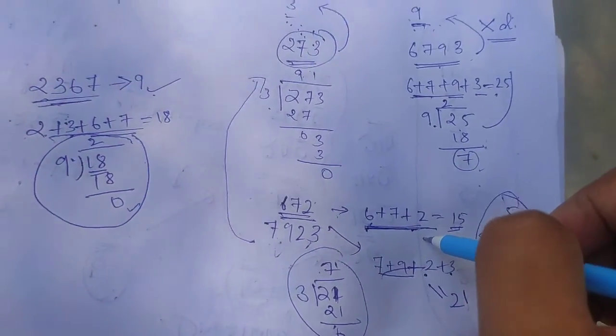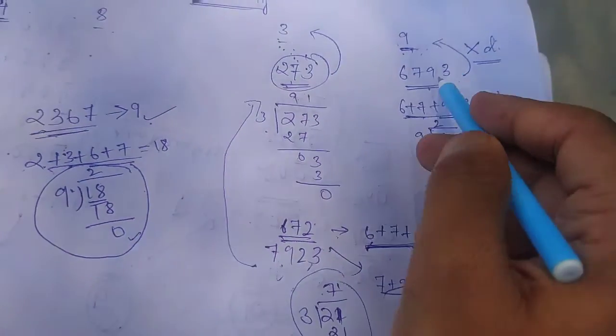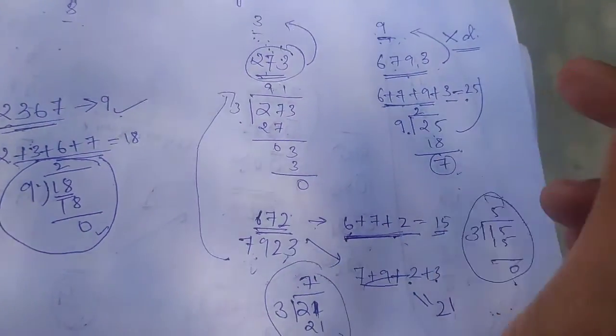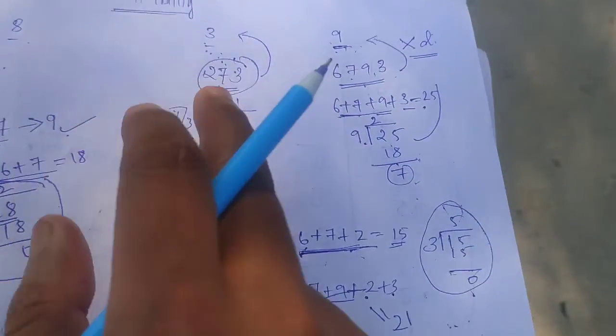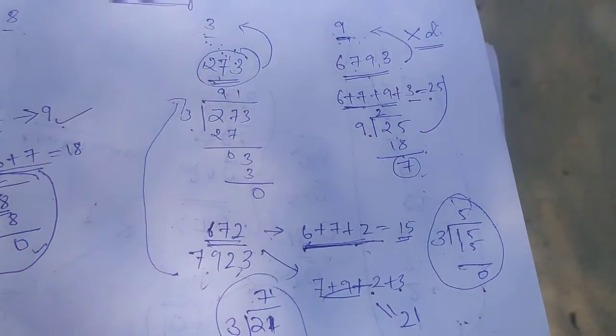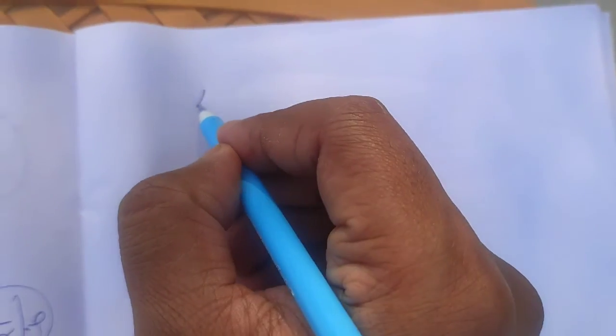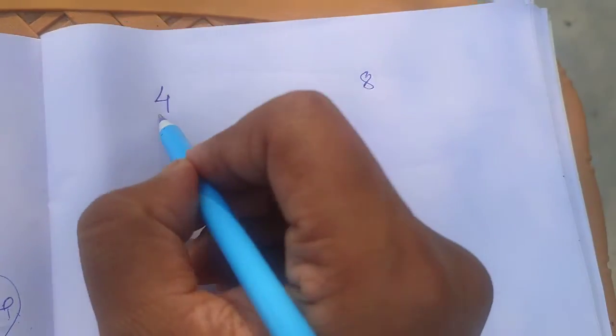After adding the digits, divide by 3 for 3 and by 9 for 9. If the remainder is 0, then it is divisible by 3 or it is divisible by 9. Okay, now let us see for 4 and 8.